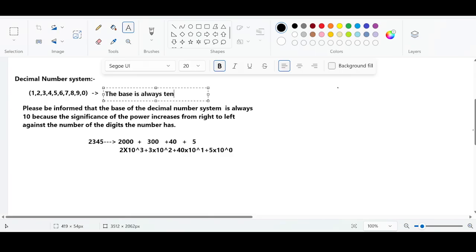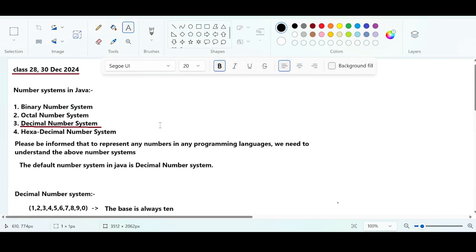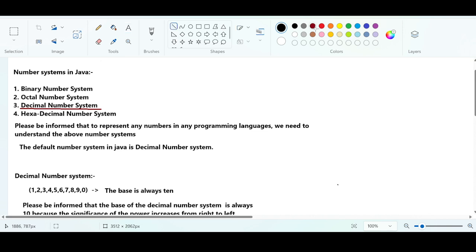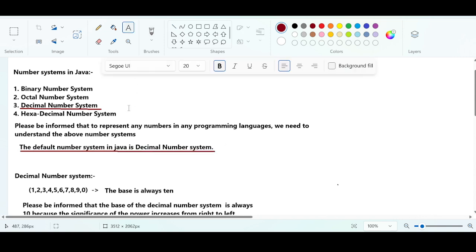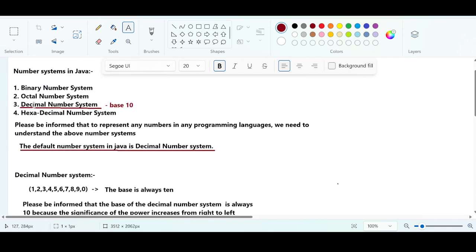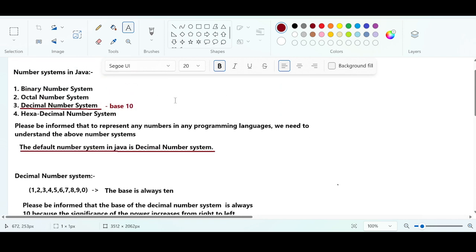Now, if someone asks you what number system in Java is applicable by default, what could be the answer? The one and only answer is that the default number system in Java is the decimal number system. When decimal comes to your mind, always remember it is of base 10. You cannot change this.